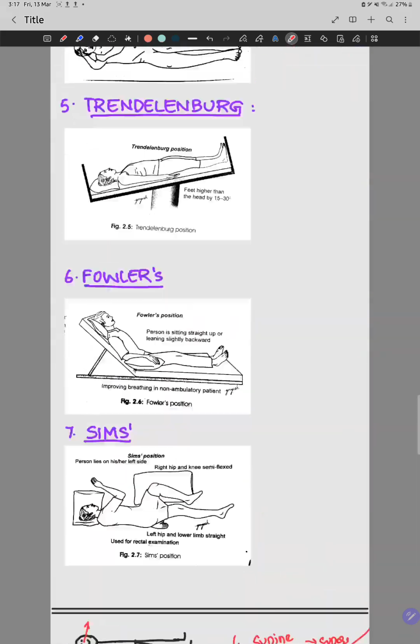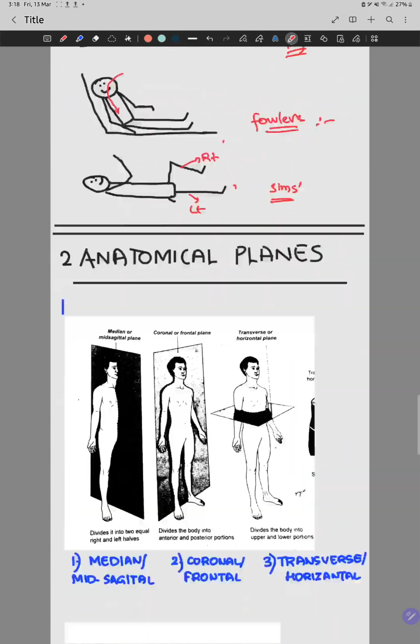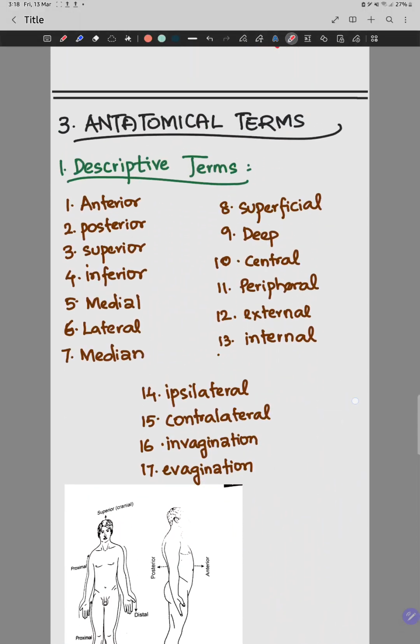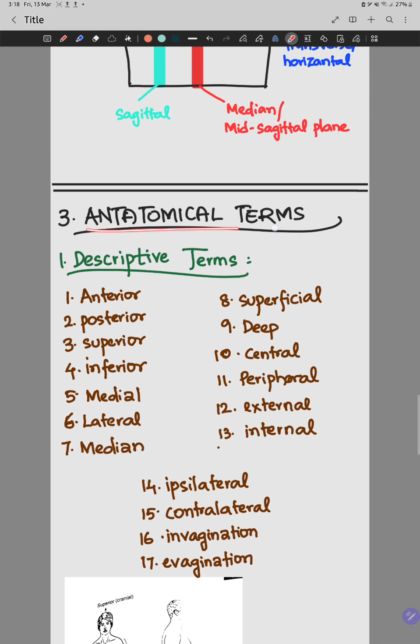We have discussed the anatomical positions and anatomical planes. Now coming to anatomical terms, the descriptive terms. What are the descriptive terms? These are very, very important. You are frequently going to get them in whatever you read, upper limb, lower limb, thorax, abdomen, pelvis, or head and neck. Whatever chapter you read in anatomy, you are going to get this, and it will also be helpful in the case of surgery. So you need to know the anatomical terms.